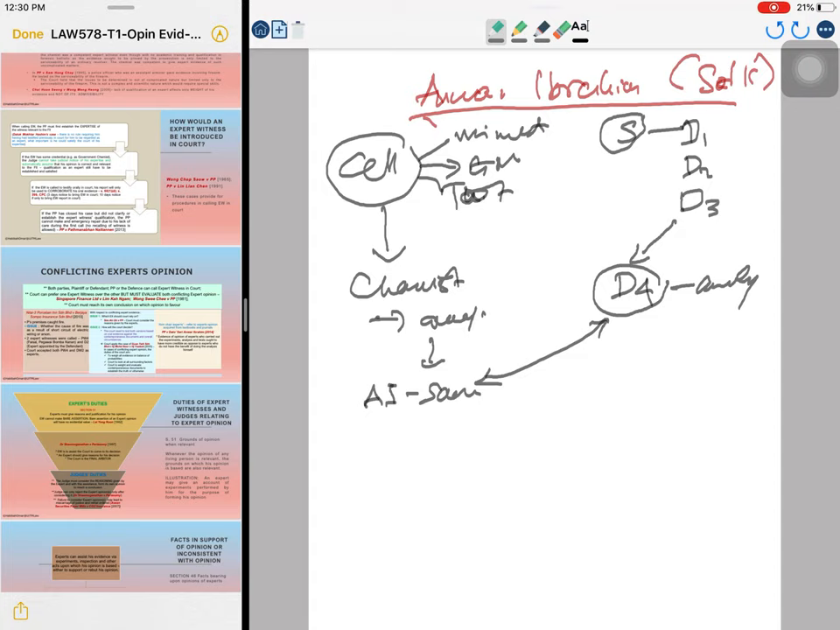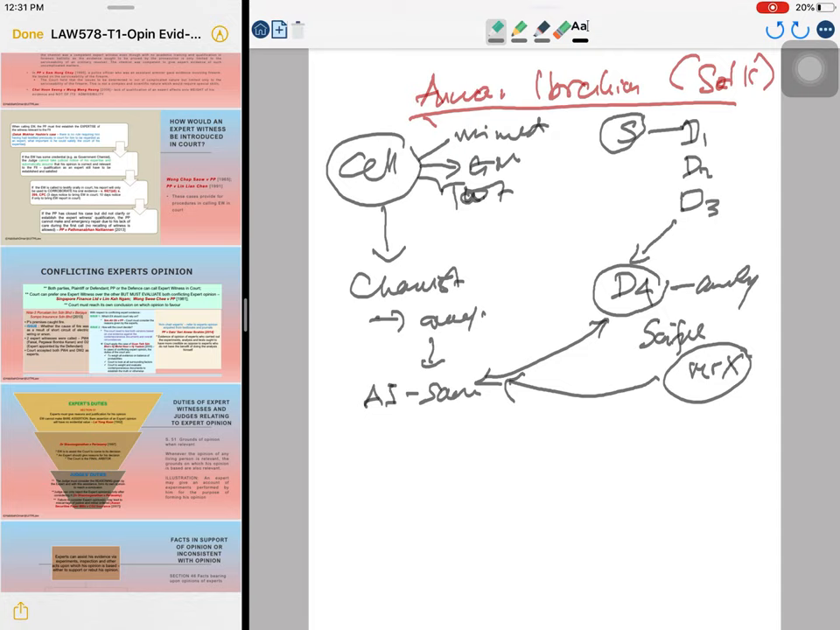So Mr. X's sample was taken from Saiful; you have the DNA of Saiful and the DNA of Mr. X, and the DNA of Mr. X here matched that of Anwar Ibrahim. So the issue now here is that D4 is the one giving evidence in the court relating to the test or analysis that he did on the sample to confirm that this is actually Anwar Ibrahim's sample.